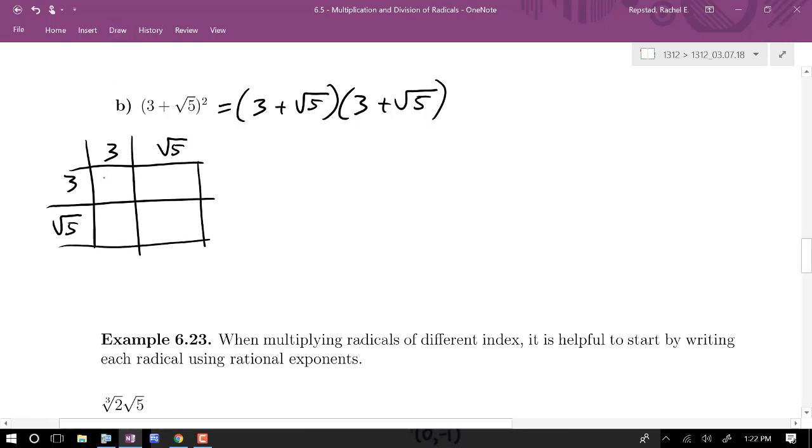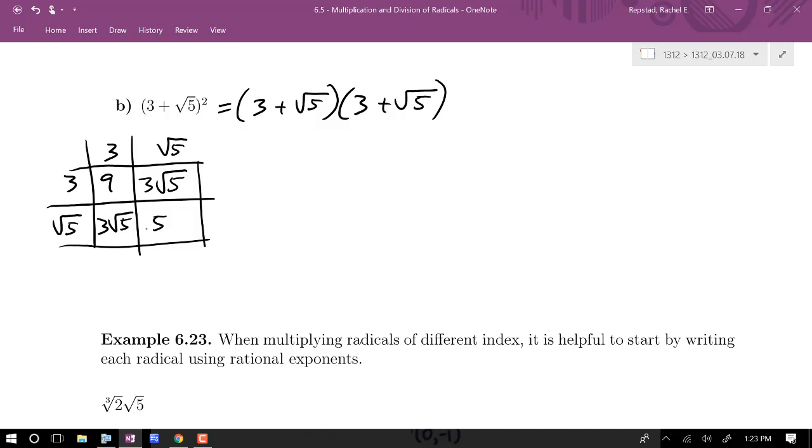So 3 times 3 is 9. 3 times root 5 is 3 root 5. 3 times root 5 is another 3 root 5. Root 5 times root 5? 5. Now, something interesting happens. We're used to using this technique to FOIL out expressions with x's, where we have like terms on one diagonal, but now we have like terms on both diagonals. We have our constants on the opposite diagonal.